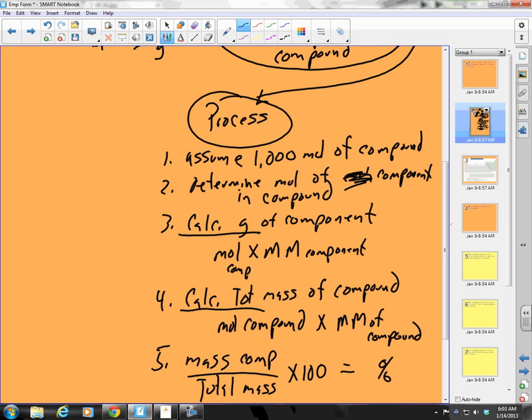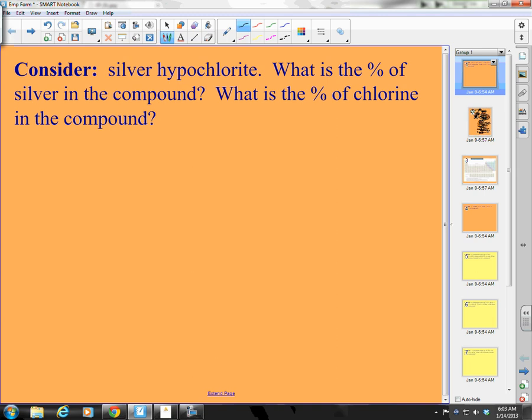Here we go. Let's do this. I have silver hypochlorite. What is the percent of silver? First thing we have to know is what is silver hypochlorite? Hypochlorite is ClO minus, and silver is Ag, which is going to be a +1 as an ion. So what is my formula? AgClO.